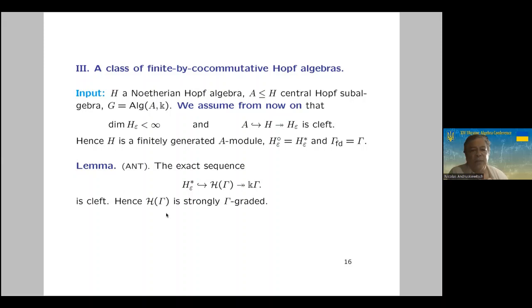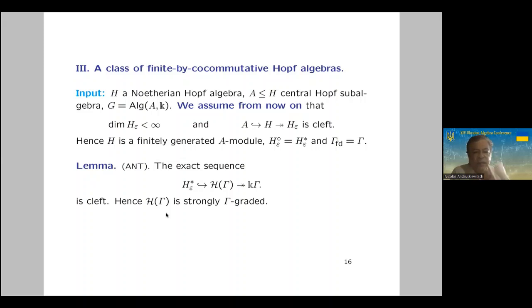It starts again by the same input as before, so it is a restriction of the previous construction. H is a Noetherian Hopf algebra. A is a central Hopf subalgebra of H. And G is the group of characters of A, exactly as in the second part of the talk. And we will assume now two more conditions. So everything as in the previous part, but we assume that the dimension of H epsilon is finite and that the extension H epsilon is cleft.